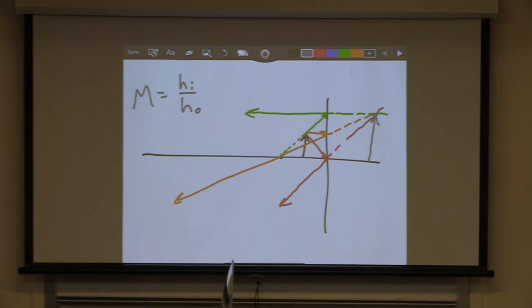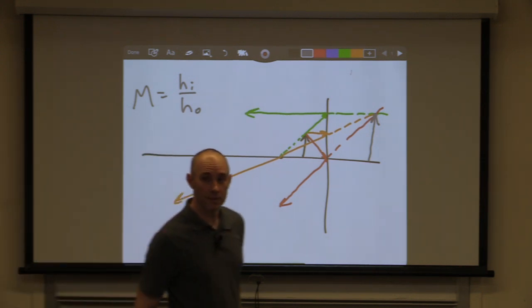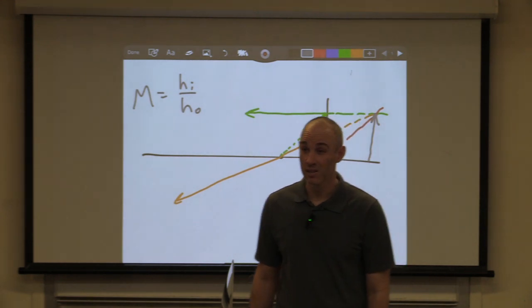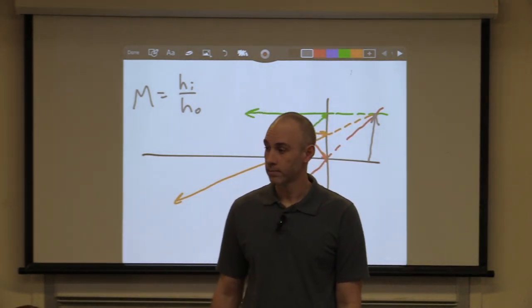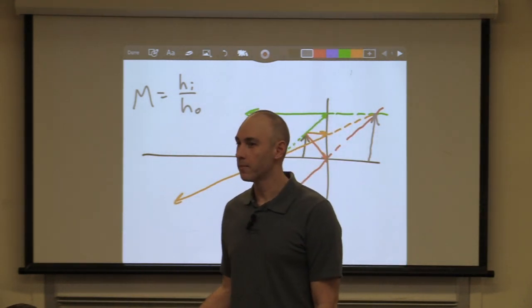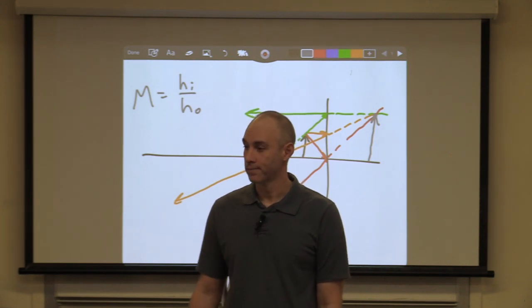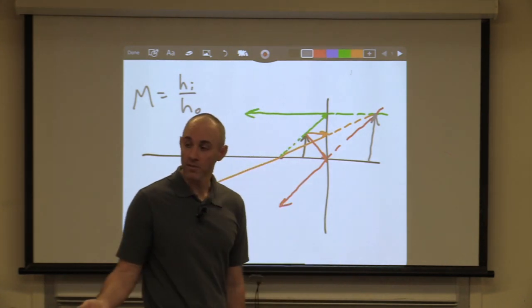So for this diagram over here, upside down image, smaller than the original, we're going to have a negative magnification that's less than 1. That one over there, it's much bigger and right side up. It's going to have a positive magnification that is bigger than 1. If it's twice as big, the magnification would be positive 2. If it's 3 times, it would be positive 3.